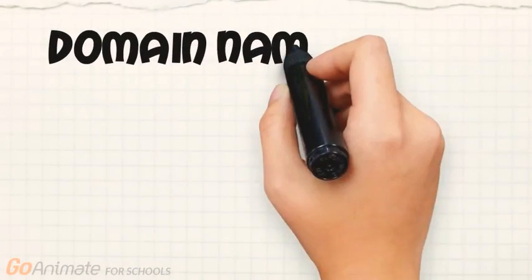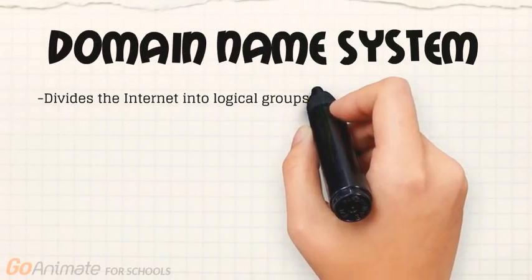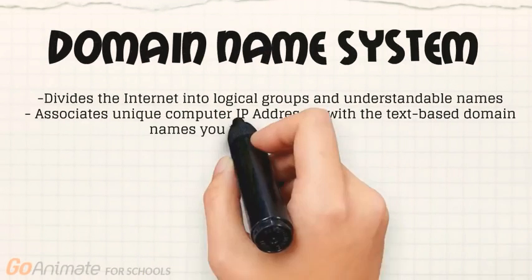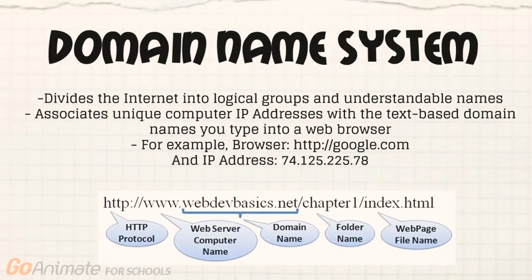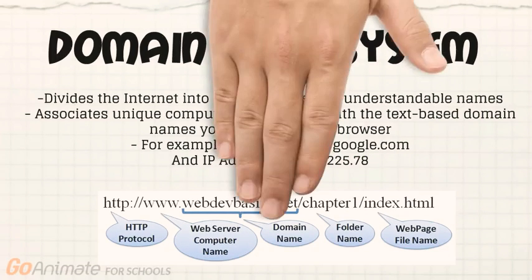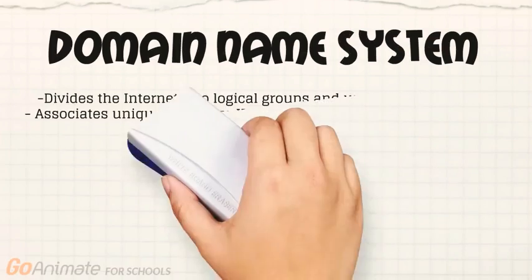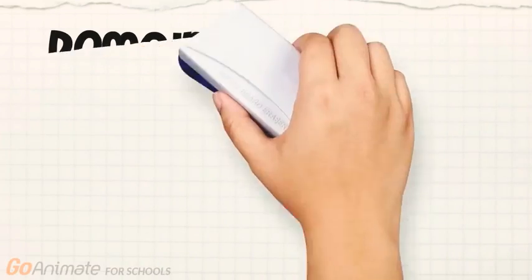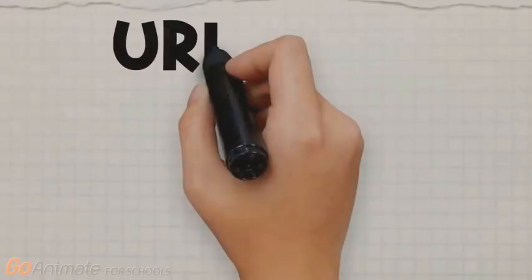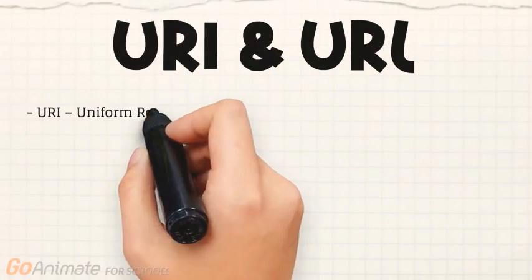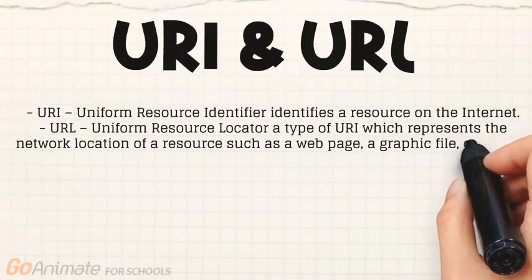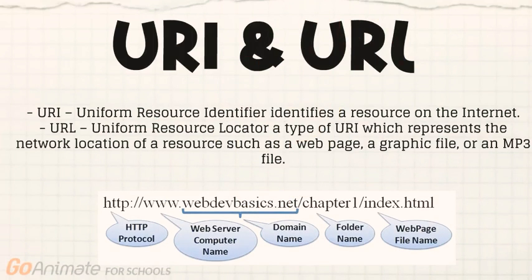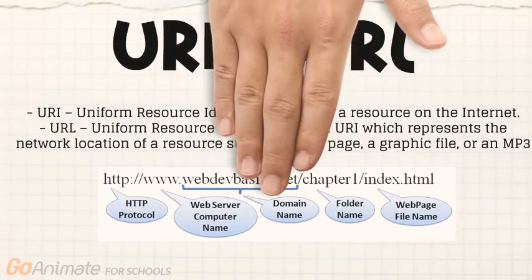Domain name system divides the Internet into logical groups and understandable names. It associates unique computer IP addresses with the text-based domain names in browsers. Uniform Resource Identifier (URI) identifies a resource on the Internet, while Uniform Resource Locator, a type of URI, represents the network location of a resource.